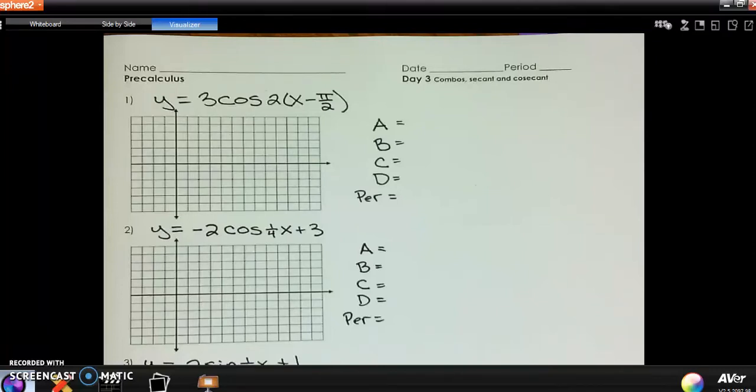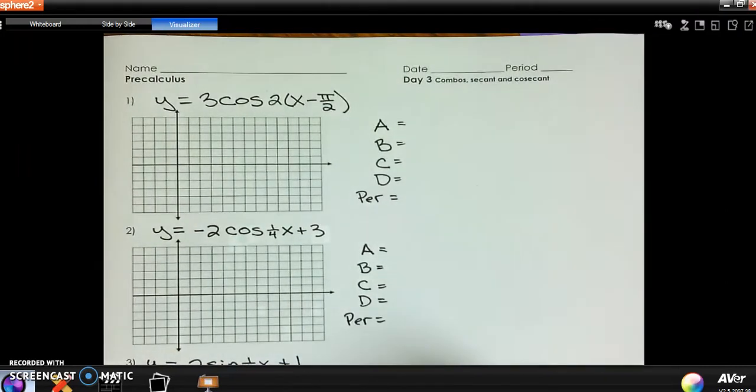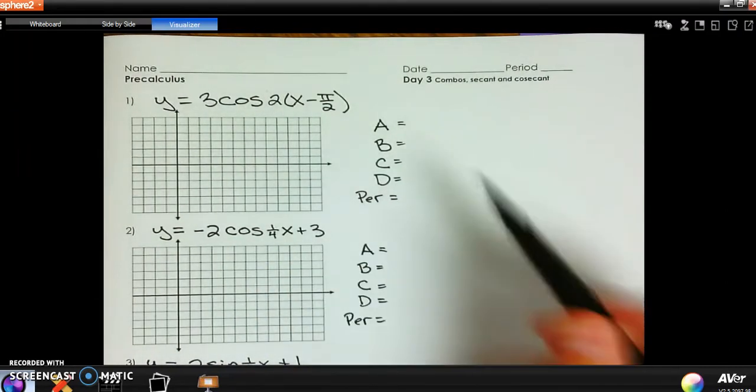Okay, so here is a video for combinations of being able to graph multiple transformations of sine and cosine, and at the end of the video I will go back and graph cosecant and secant in with them as well. Okay, so for this first example, it's a cosine curve.